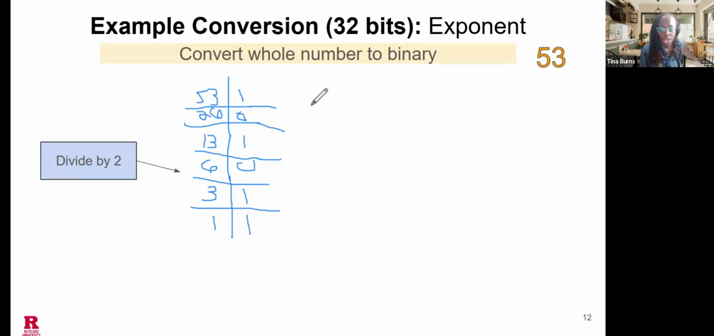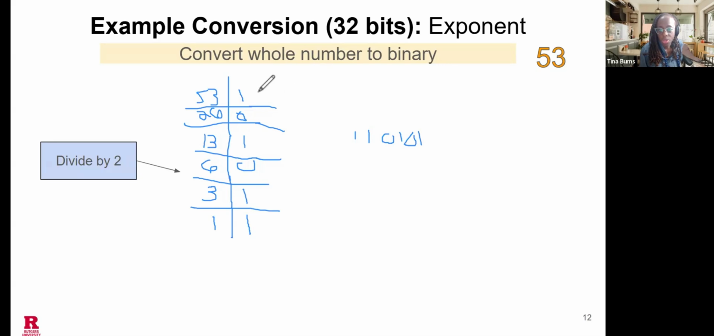All right. Now, how do we get this to binary? What you do is you start from the bottom. The bottom up goes from left to right. So 1, 1, 0, 1, 0, 1 is our binary representation. And what does that mean?